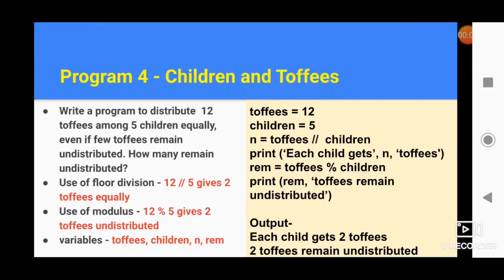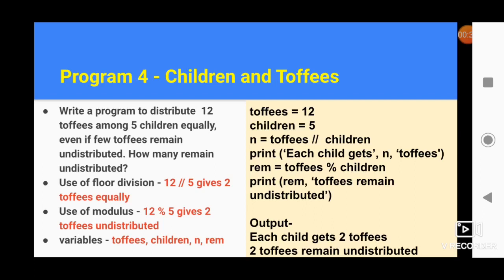Now we see the next program. In this program, we wanted to distribute 12 toffees among 5 children so that each child gets an equal number of toffees, even if some toffees remain undistributed, because children cannot accept that someone gets more toffees than them. Now we also wanted to calculate how many toffees remain undistributed doing that.